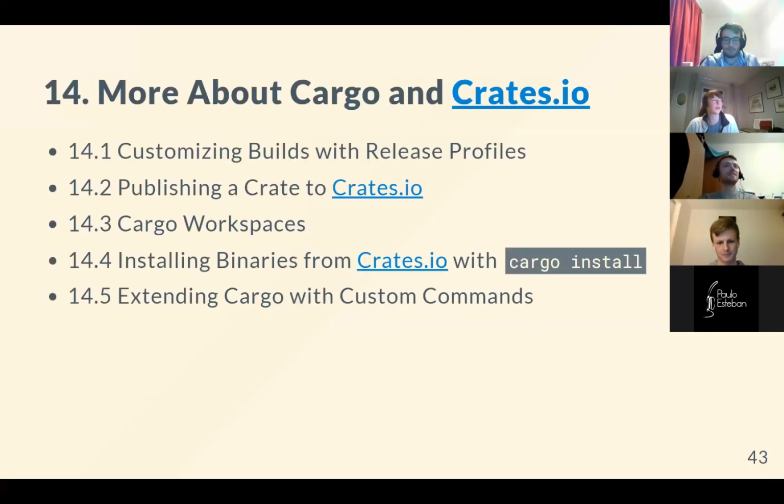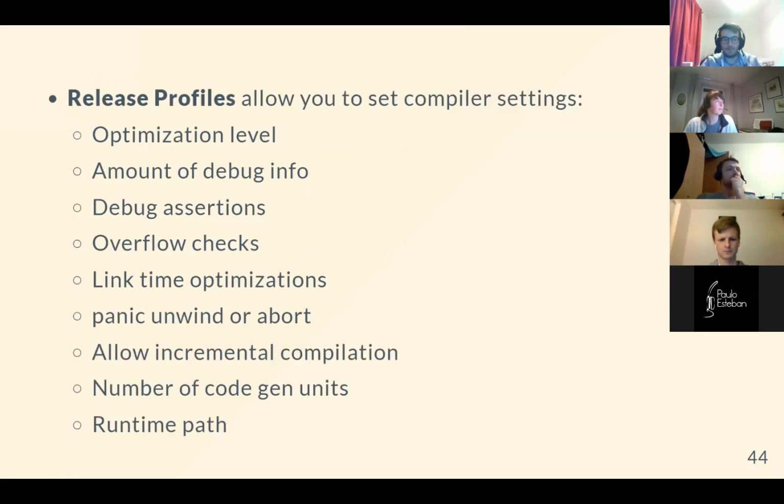We're going to go through customizing builds with release profiles, how to publish a crate, which is super straightforward, and Cargo workspaces, which we have talked about before, but we get to revisit them, which I think is nice because there's often a lot of confusion between the difference between crates and packages and workspaces. It can get a bit confusing. We'll also cover installing binaries with cargo install and extending cargo with custom commands.